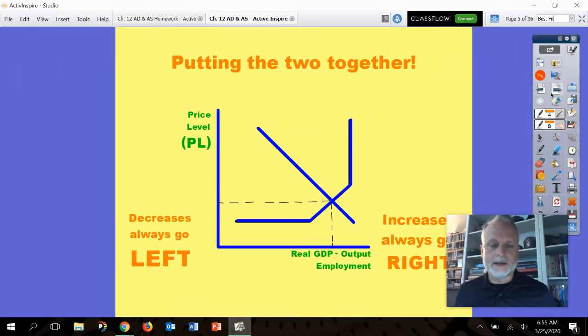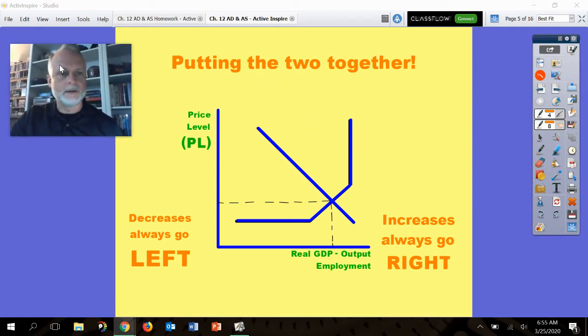There we go. That's what your ADAS model is always going to look like. Let me move my face out of the way, okay? When you put the two together, wherever AD and AS intersect, that's going to tell you where the current price level for inflation is and where our current level of output is.